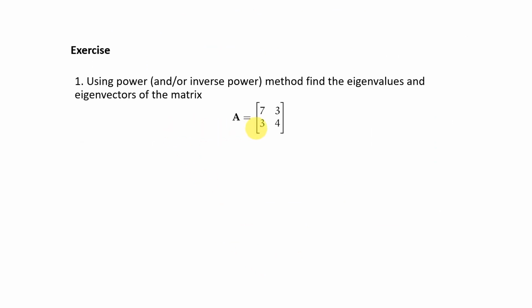For your exercise, you go through this entire process with this matrix 7 3 3 4, and you find the eigenvalues and eigenvectors. That means it will have two eigenvalues and two eigenvectors. You find both of them using the power method and the inverse power method. Of course, you do not compute A inverse explicitly, rather you use the technique I just explained.